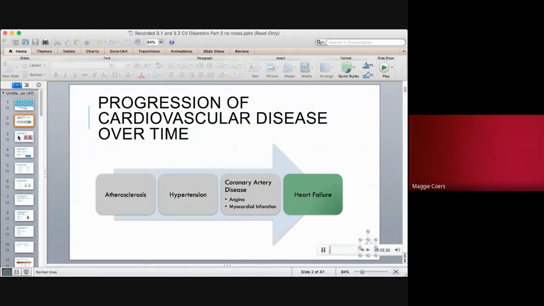All right, so here's our progression of cardiovascular disease again. In this last section, we're going to talk about heart failure. So again, cardiovascular disease over time: atherosclerosis, hypertension, then coronary artery disease that we talked about in part 2, with angina and myocardial infarction, and then heart failure. Remember, coronary artery disease is a blockage of the coronary artery, but the outcome of those blockages is angina and myocardial infarction. We spent a lot of our time talking about those two diseases.